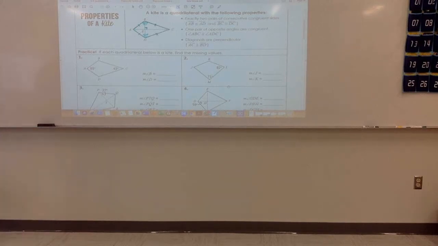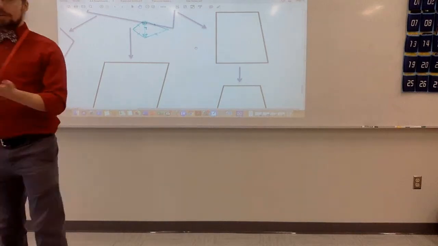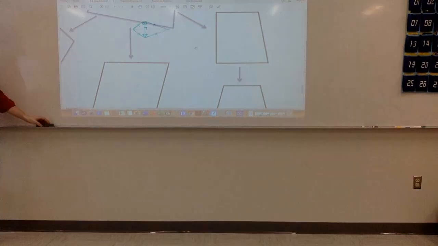Before I start solving some problems, let's go back to that sheet that has all the properties on it. We didn't fill in the trapezoid yet or the kite. So go ahead and get that out, and let's fill in our trapezoid and the kite.